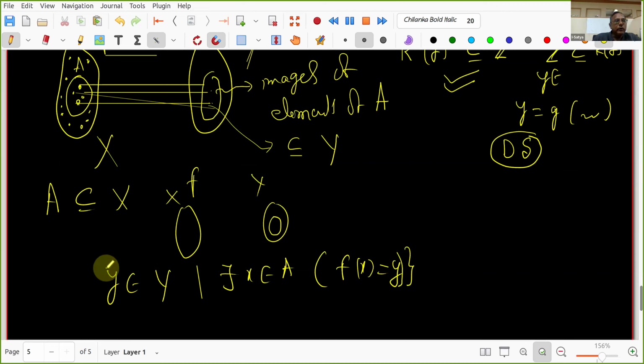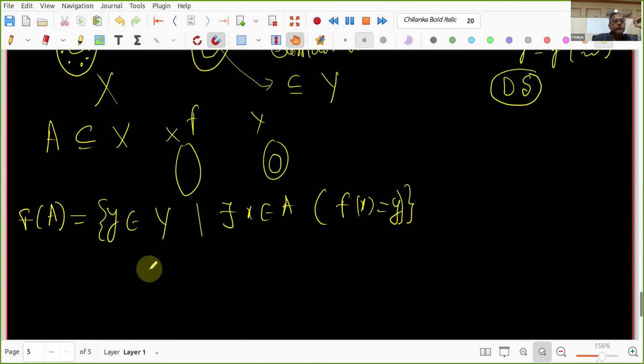But can you call this something? What do I call it? I'll call it f of A. So this is my f of A. Okay. Good. Nice. I hope all of you understood. So f of A is a subset of which set? Y. Okay.